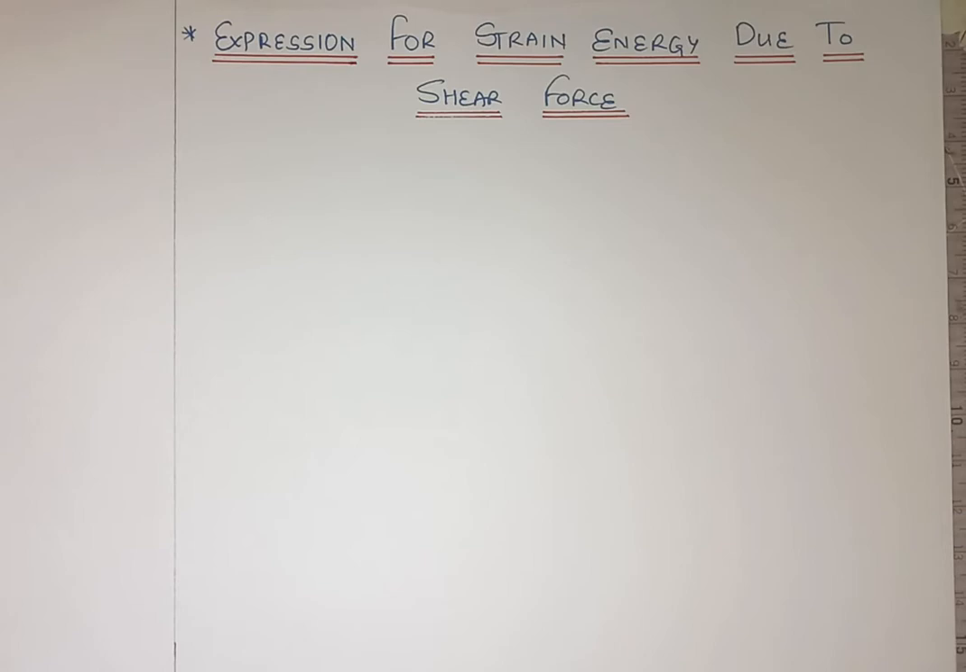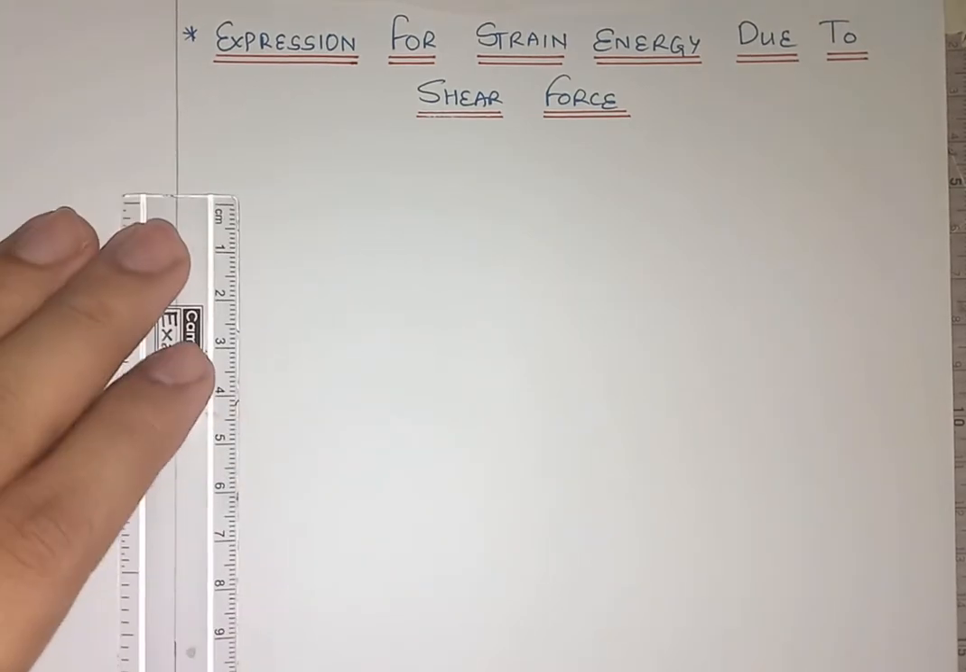These are small derivations. Hardly it takes around 15 to 20 minutes. So please concentrate. So in the first case, when I say expression for strain energy due to shear force, what I'll do here, I'll be taking a particular element, I'll be finding out the strain energy for that element, then I'll integrate it for the entire length of the element in order to get the total strain energy. Right, so let me consider an element.